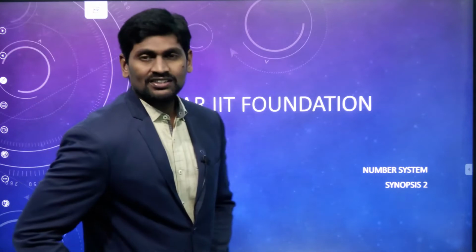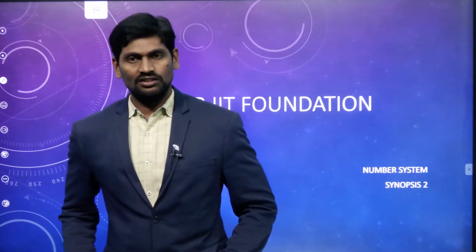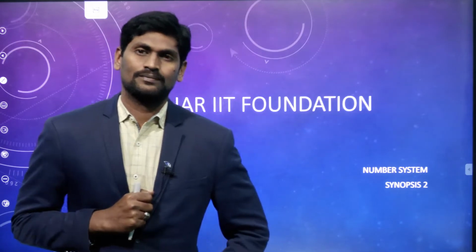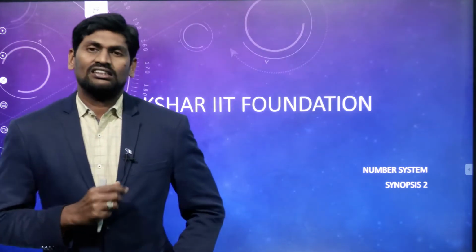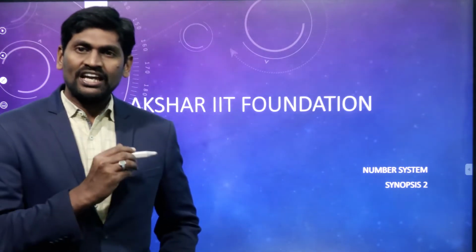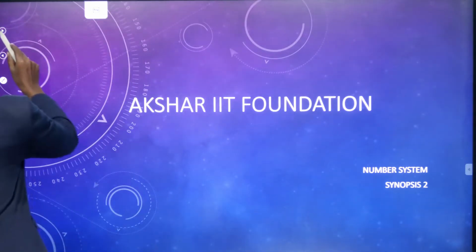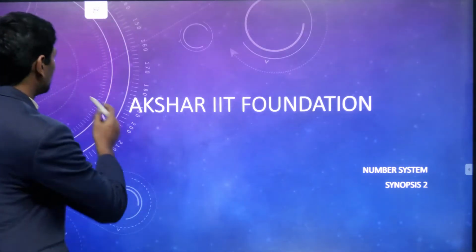So in our previous classes, we have discussed the congruence rule, right? That means for three integers A, B and N, we can write A is congruent to B modulo N if and only if A minus B is divisible by N. Okay, let us go to this.